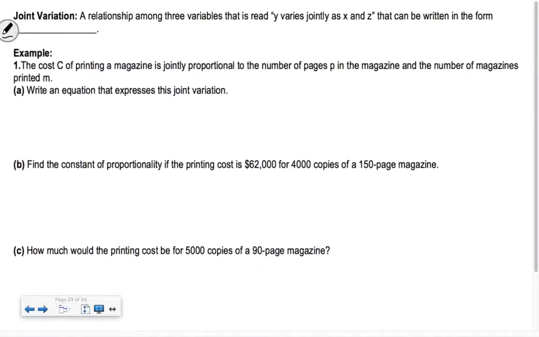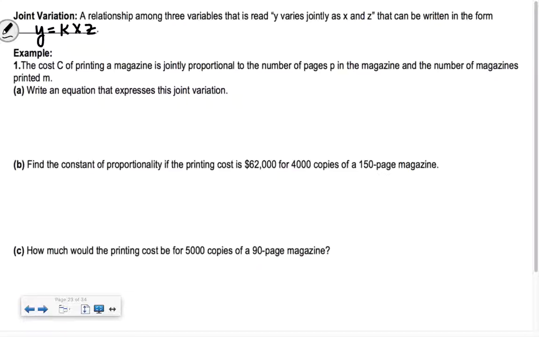Okay, and the last thing we have to talk about are combinations of these. So if I have like joint variation or combinations of variations, it will basically say what it's going to do. So it says a relationship among three variables that is read: y varies jointly as x and z. So if it's varying jointly as something, that means as both of those things go up, then the other thing goes up. So the way we write it is y equals k times x and z, right? So y varies jointly as x and z. So don't forget your constant of proportion, though, your k. So it's all together.